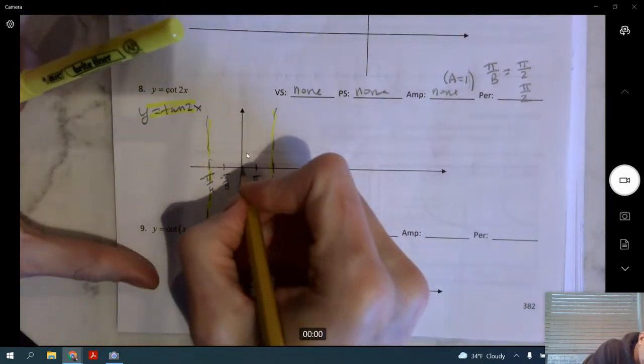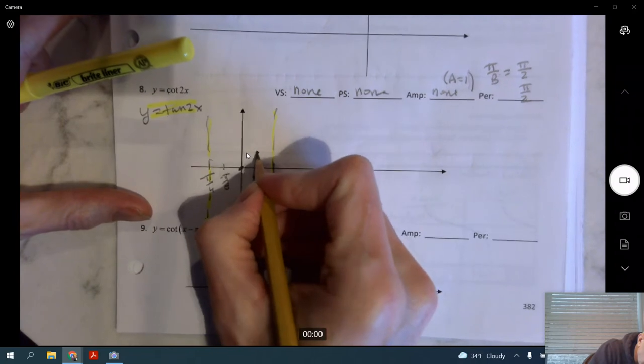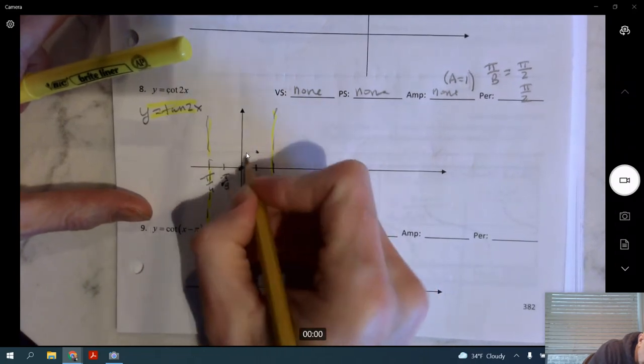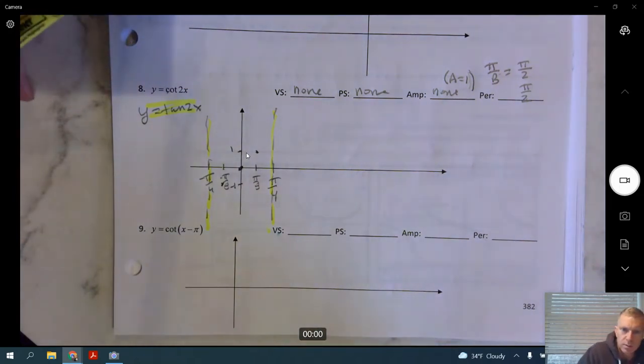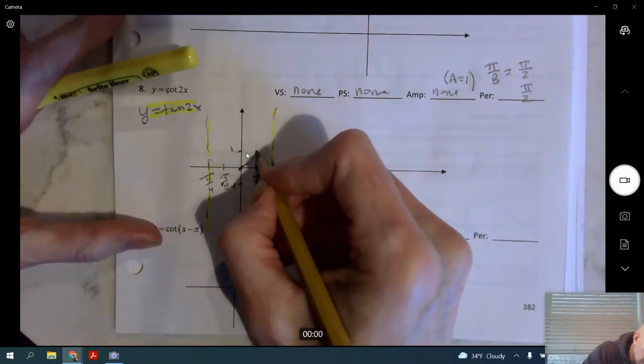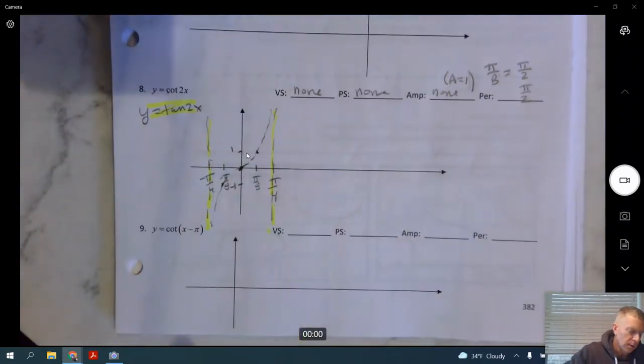And we'll go through here. My a value is 1, so at the quarter marks, I'm going to be up at 1, down at negative 1. My tangent graph, remember, I'm doing this dotted still. Now I'm going to do my cotangent graph.